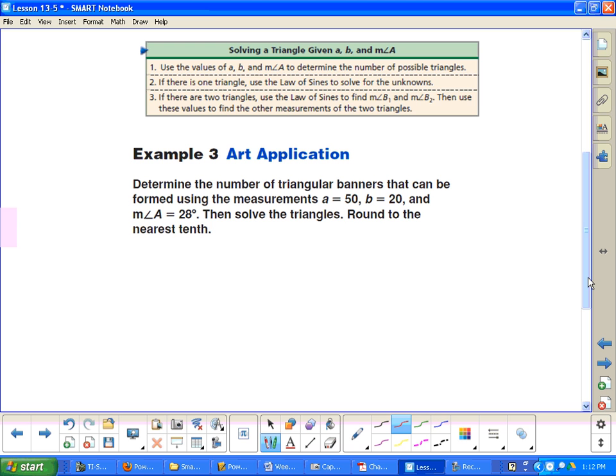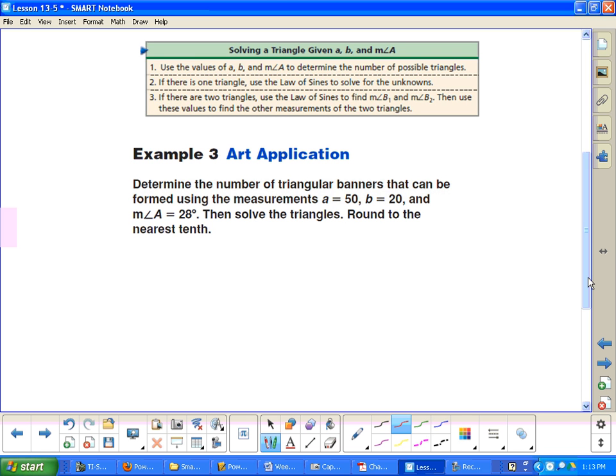So here in example 3, they want us to determine the number of triangular banners that can be formed using the measurements a equals 50, b equals 20, and the measure of angle A equals 28 degrees. Then solve the triangles and round to the nearest tenth. So first of all, we have to see whether it's acute or obtuse. 28 degrees, is that acute or obtuse? Okay, it's acute, less than 90 degrees.